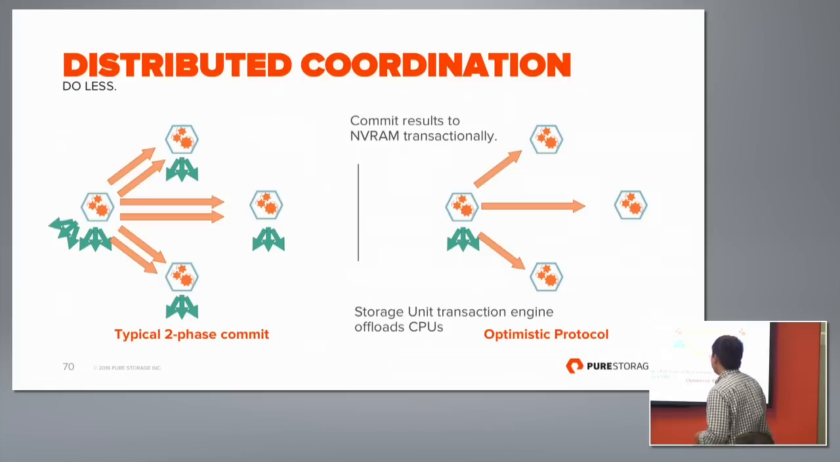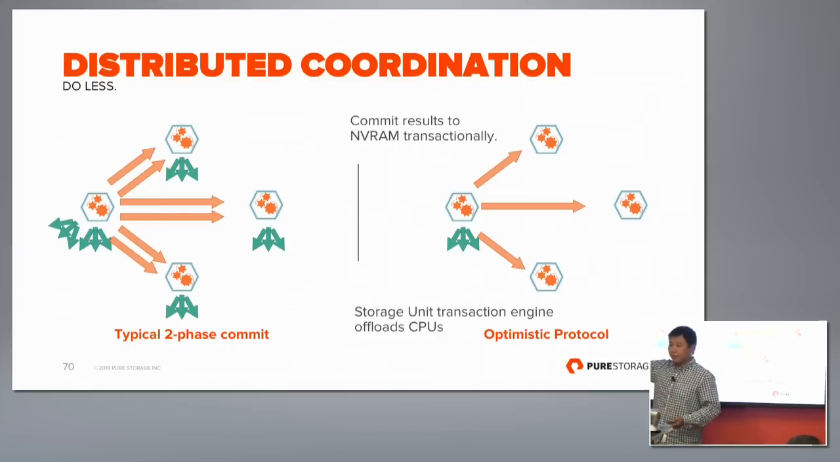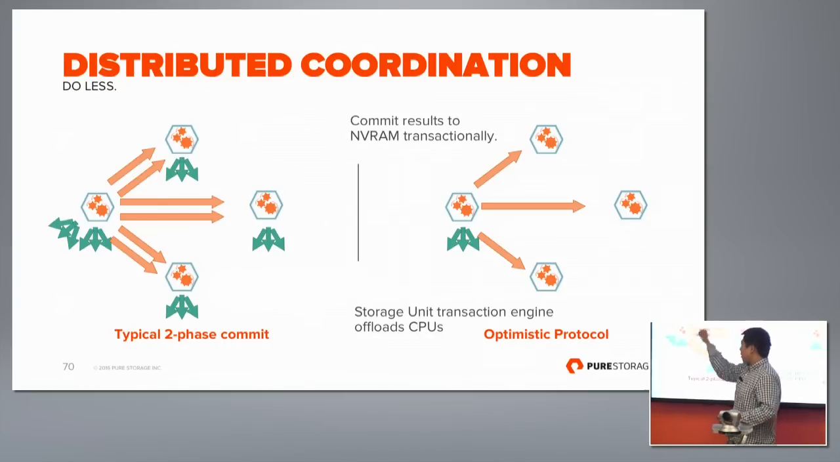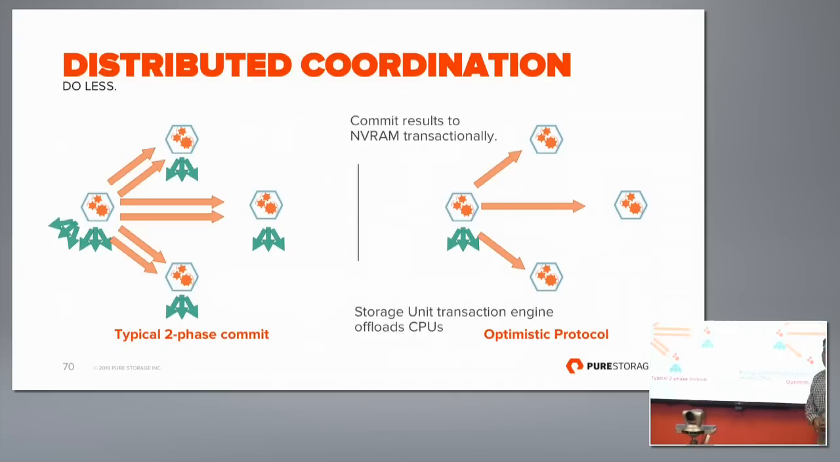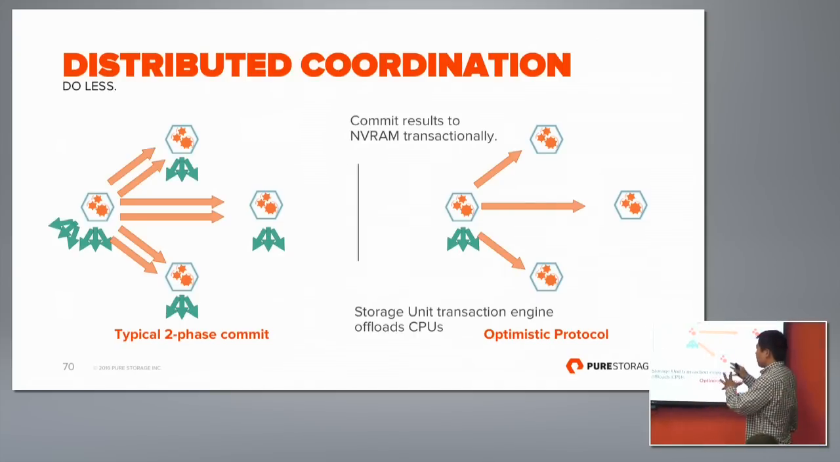And so what that allows us to do is remove a bunch of intermediate communication, which, by the way, is all serialized, right? In the two-phase commit protocol, you can't actually respond back to the client until all of this stuff has happened and you've written the final commit record. So all of that latency is serialized. What we've been able to do is collapse all of that and push it essentially into hardware.